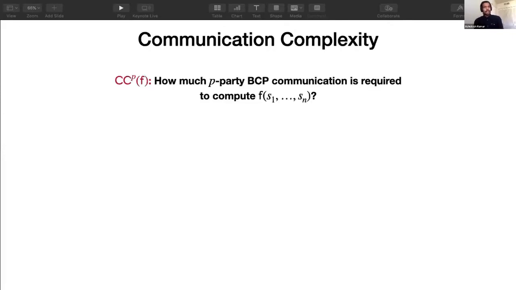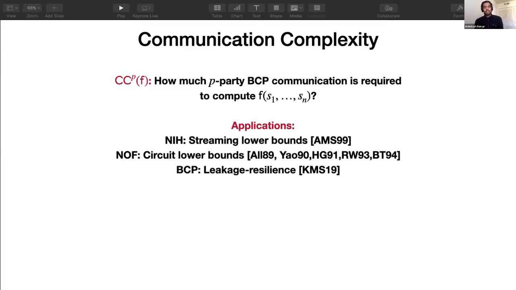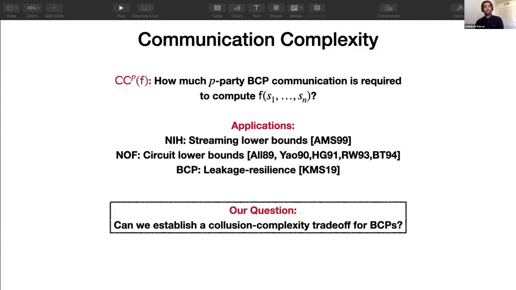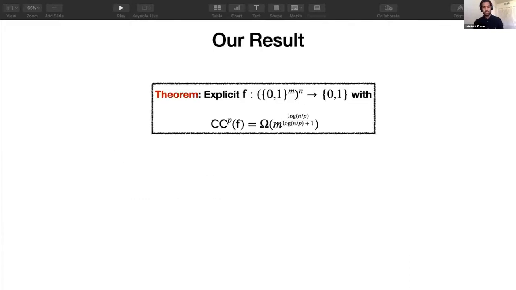So let's begin. We can define P-party communication complexity as the minimum amount of P-party BCP communication required to compute a given function f. Why do we study communication complexity lower bounds? Because they allow us to prove lower bounds such as streaming algorithm lower bounds and circuit lower bounds. In fact, proving super-logarithmic lower bounds for the NOF model is one of the most outstanding problems of complexity theory because it implies circuit lower bounds. So a natural question to study is, can we get a lower bound for the entire spectrum of BCP? And indeed, our first result is precisely such a bound.